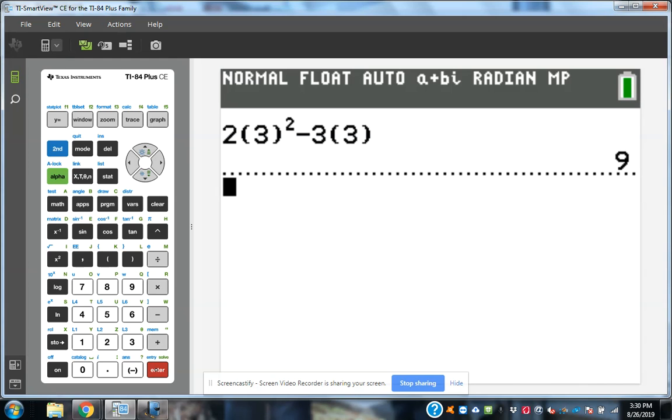You could also store a number as X if you wanted to. So we're putting in 3. So 3, and then there's this button called STO right to the left of the 1. And then you tell it where you want to store that. I want to store it as X, so I hit the button right beside the alpha button.